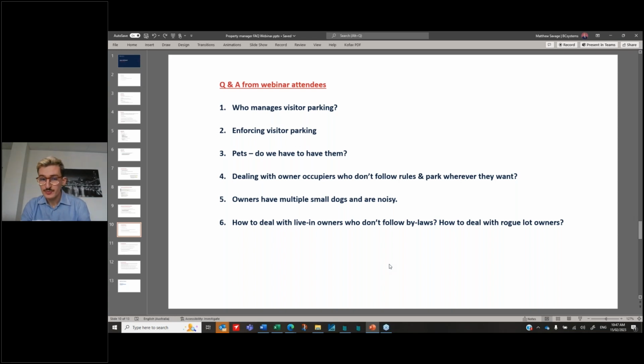Owners have multiple small dogs and are noisy. I assume the dogs are noisy, not the owners. That would be a bylaw issue. So regardless of the fact that it's dogs causing the problem, any noise nuisance is generally covered under a noise bylaw. And the body corporate would follow that same process as it does with parking in relation to noise. So all of the problems in body corporate world generally have the same outcome. It's that raise it to their attention, give them a warning. If that doesn't work, give them a bylaw compliance notice.